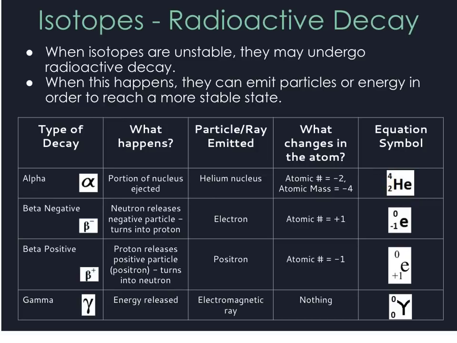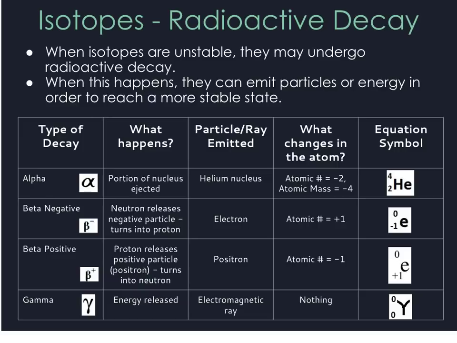So the neutron releases a negative particle, turning it into a proton. That's going to cause the atomic number to go up by 1 because we now have 1 more proton. But since all we did was release an electron, we got rid of something negative, and that electron has no mass, so nothing happens to the mass number there.